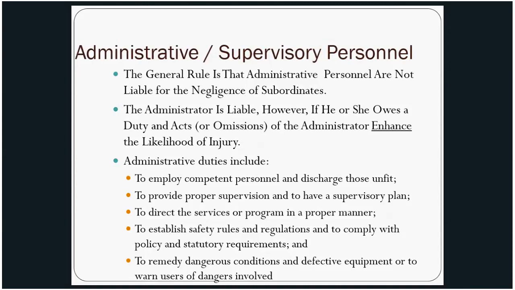What about our bosses or our supervisors? What about an athletic director for coaches, or a manager of different types of recreational therapists, or a manager at a ski resort? Generally, administrative personnel are not liable for the negligence of their subordinates unless the administrator enhances the likelihood of injury. The administrator personally may be liable for the actions of someone else. If that hiring manager, athletic director or supervisor did something to enhance the likelihood of injury, we will hold them liable as well.